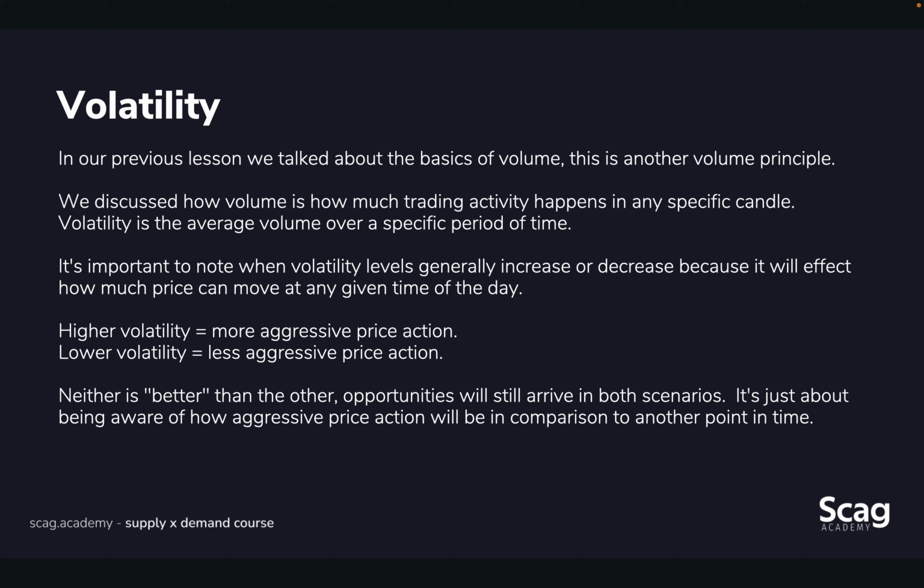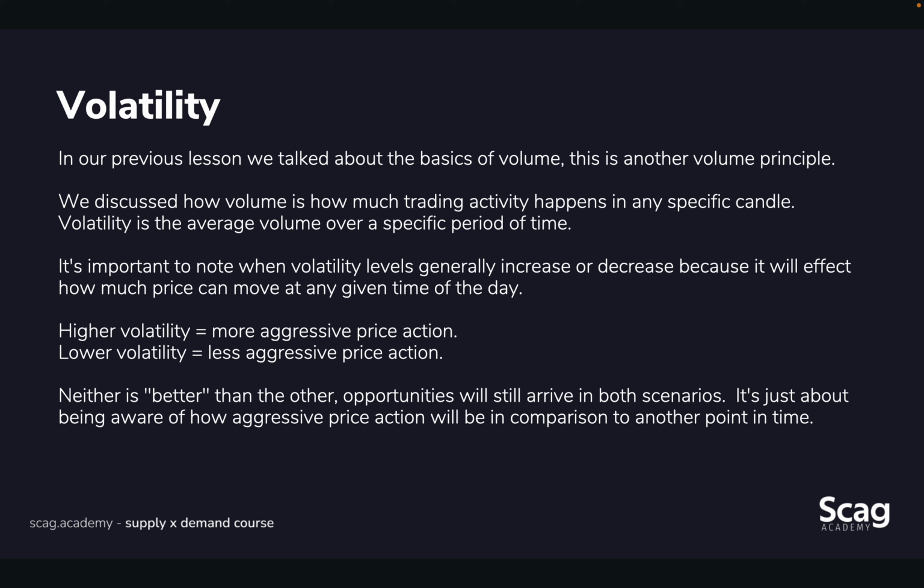So basically, a higher volatility environment will give you more aggressive price action, larger moves on any given day, anywhere in the range. And then lower volatility, of course, is going to give you this kind of less aggressive price action and smaller candles in general on the charts. So just to clear this up, neither is better than the other. Opportunities are obviously still going to arrive in both scenarios. It's just about being aware of how aggressive price action may be in comparison to another point of time.